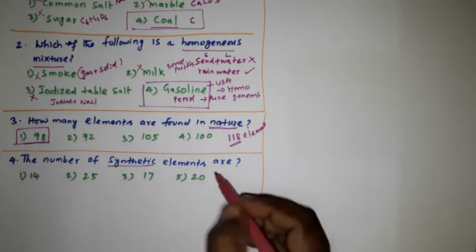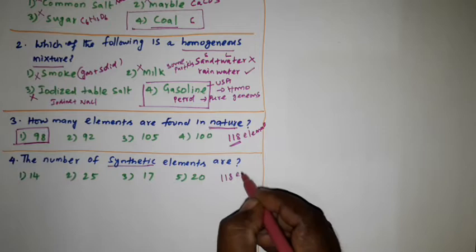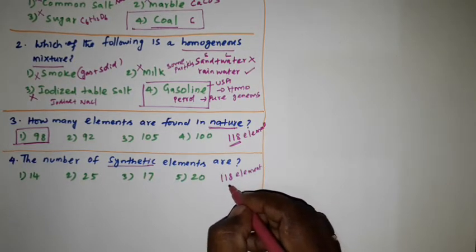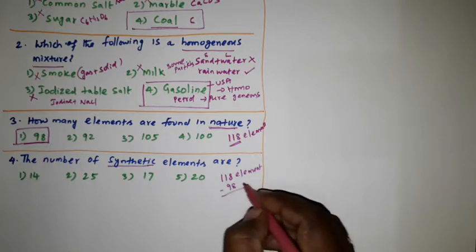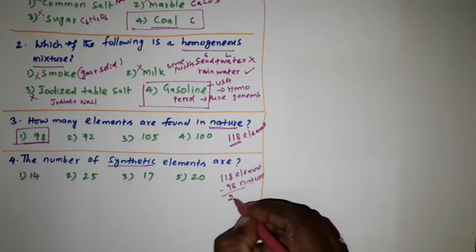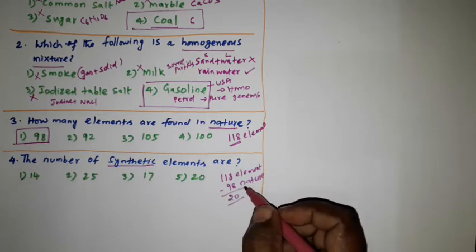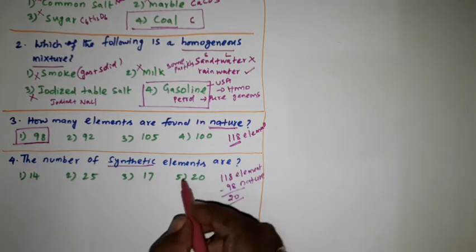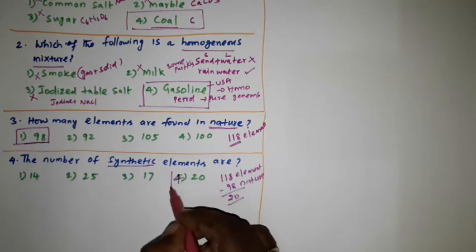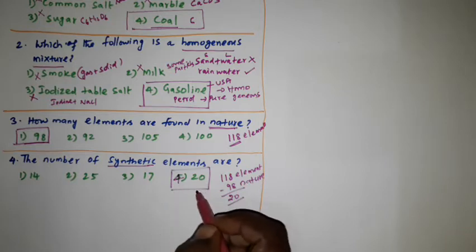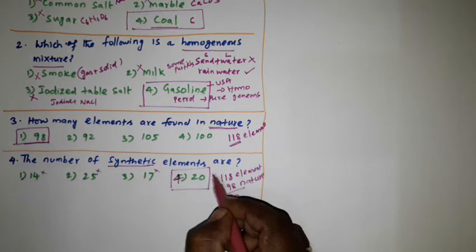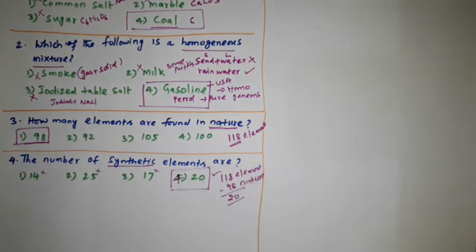I told you a total of 118 elements are present. Out of these 118 elements, 98 are naturally occurring. So how many remain? 20 elements are man-made, that is, synthetic elements. So option 4 is the correct answer. 20 elements is the right answer, and the other is wrong. Clear?